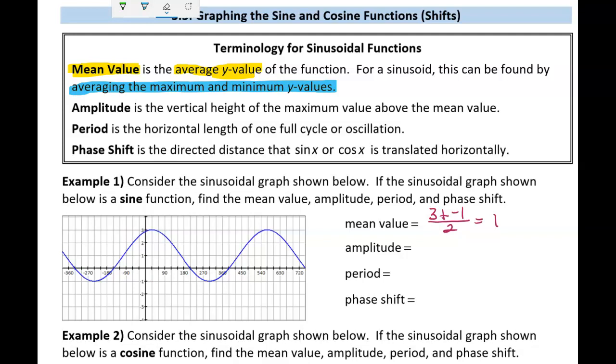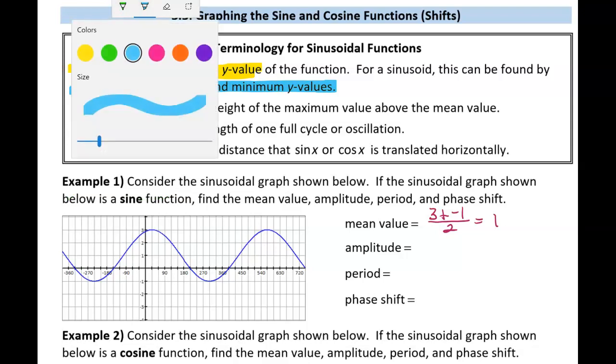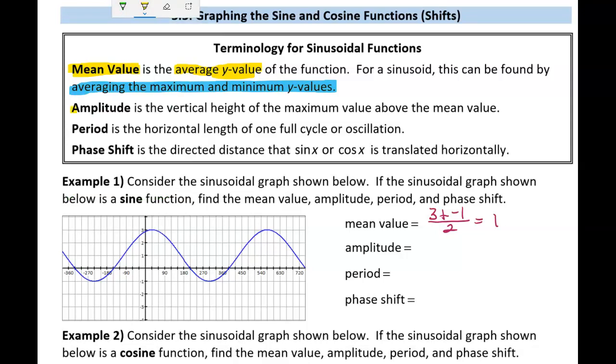And now let's talk about amplitude. Amplitude is the height, the vertical height of the maximum value above the mean value. So remember, just as we were talking about before, our mean value runs right through here at 1. The amplitude is the distance that the sinusoidal function goes above that. So that distance is going to be 2 for this sinusoidal function.